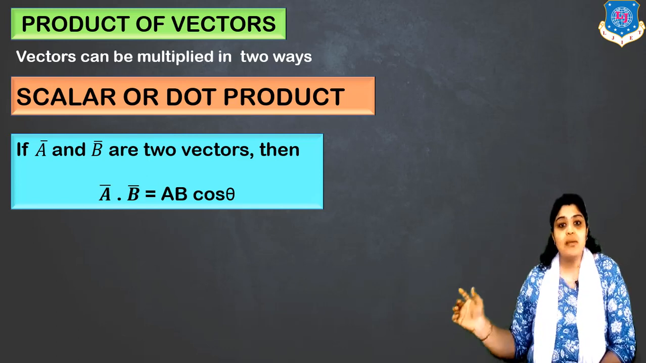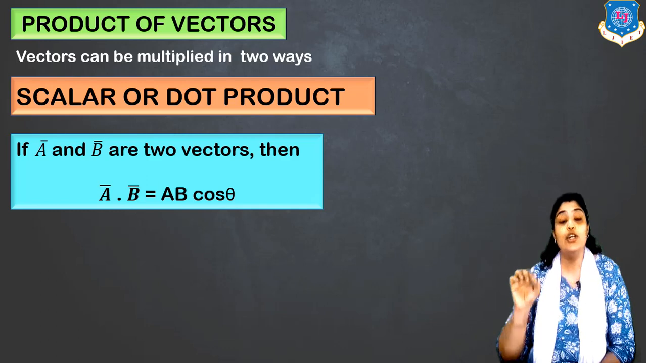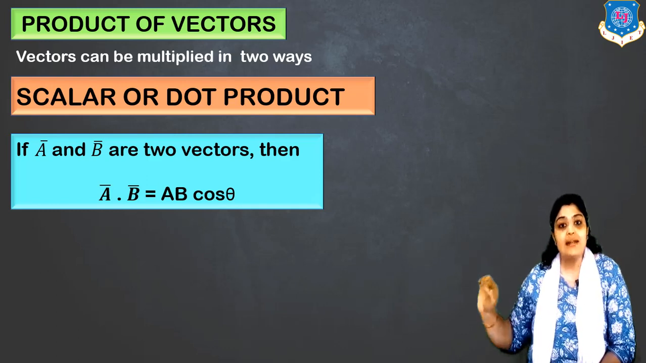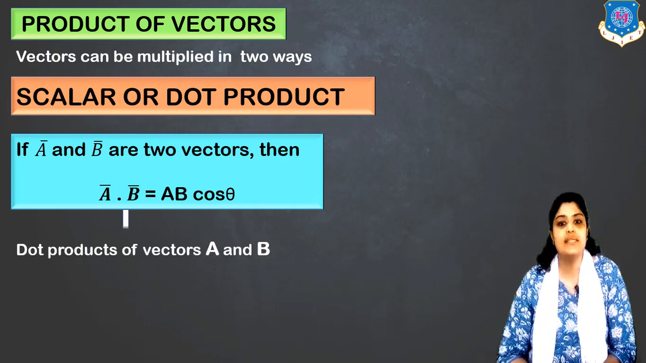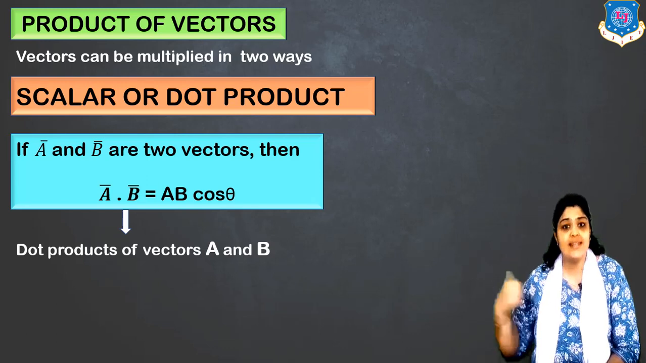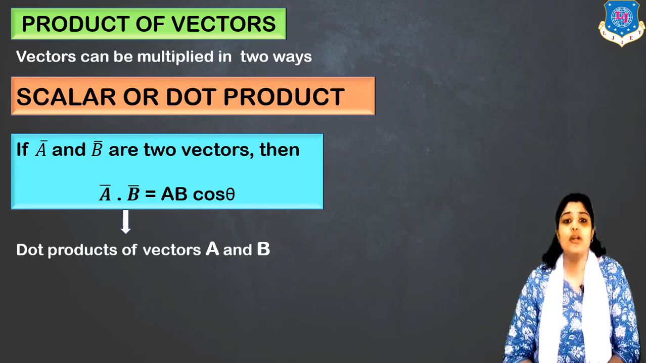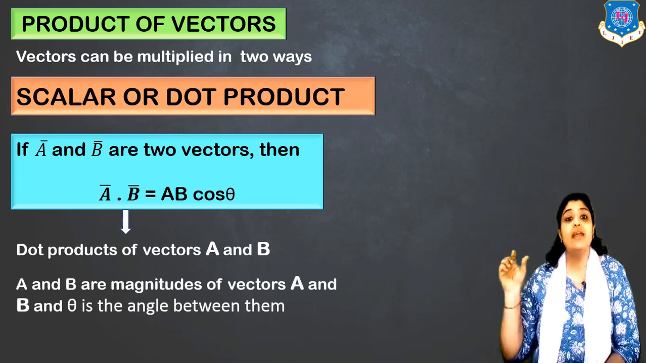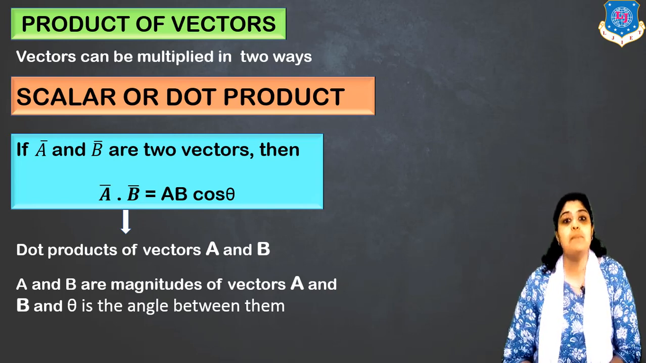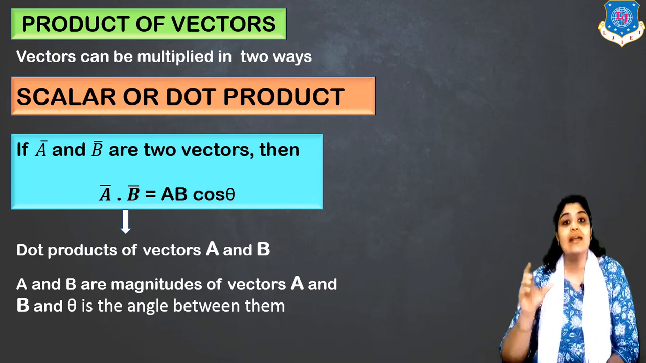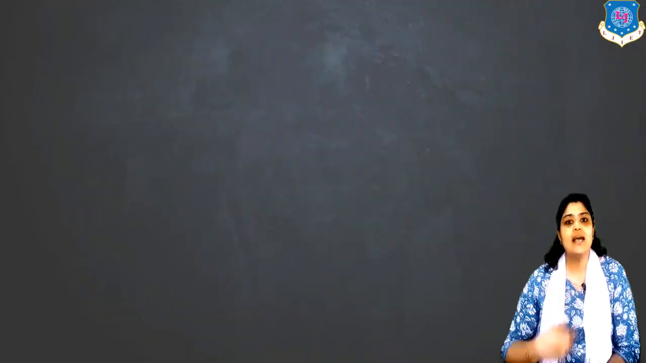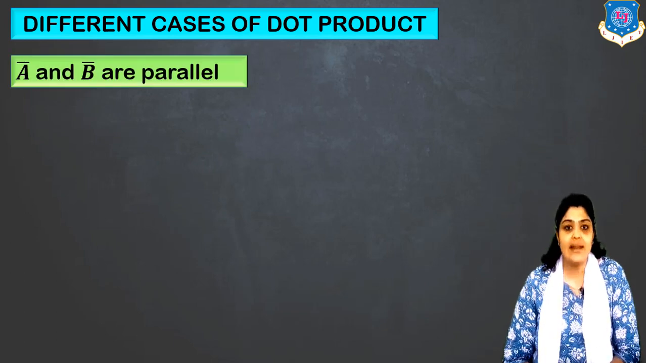The dot product is represented as vector A dot vector B, and that is equal to AB cos theta, where this formula is known as the product of the two vectors. Here A and B, written in bold, denote the magnitudes of the two vectors and theta denotes the angle between these two vectors. So depending upon this, let's discuss some cases related to the scalar product.